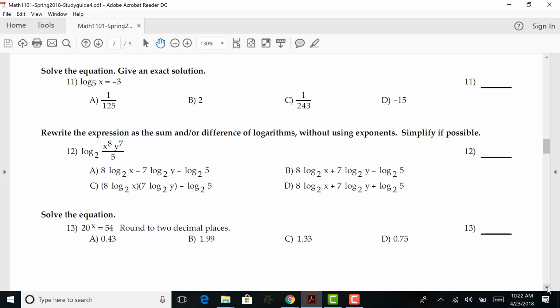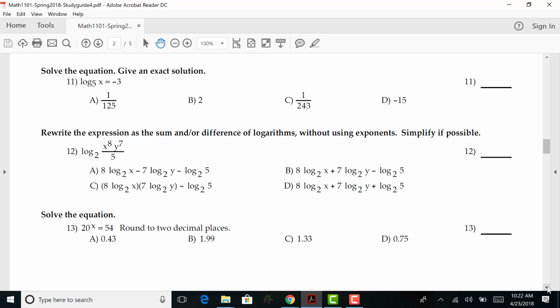Alrighty, number 13, 20 raised to the x power equals 54. It wants you to solve the equation. We're trying to get x by itself. Whenever you see the phrase solve the equation, we're just trying to figure out how to get x by itself. So, is that an exponential equation? Yeah. So when we have an exponential equation and we want to solve it, we've got to turn it into a log equation.